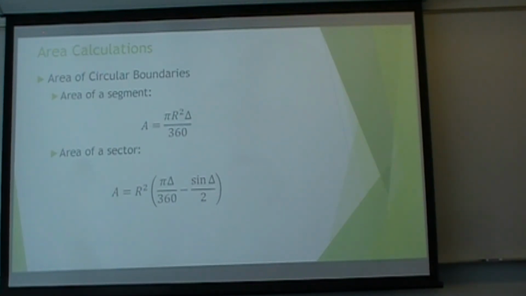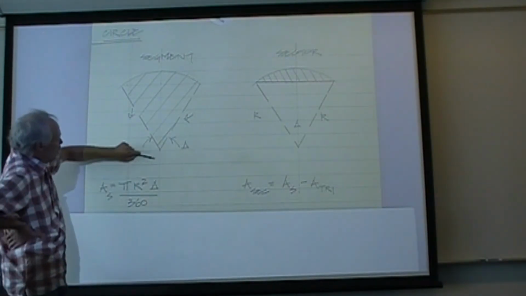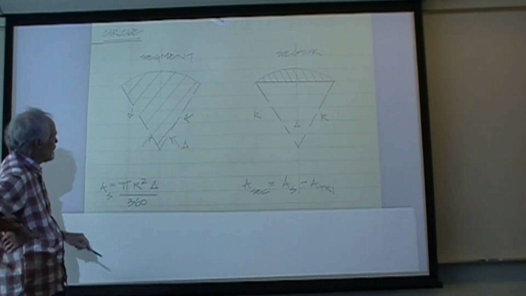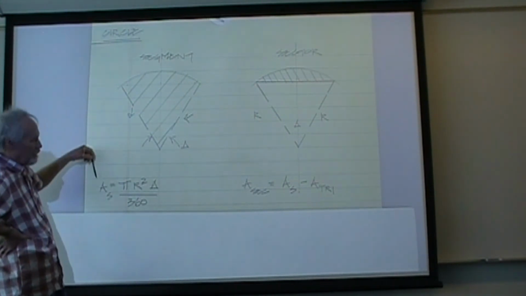A sector would be the area bounded between the arc and the long chord. Basically, you calculate the segment of a circle first, and then subtract out of that the triangle piece that exists below the chord, and you wind up with the equation r squared times pi delta over 360 minus sine delta over 2. So here's your segment, again the slice of pie, and the crosshatched area is what you're going to get. You know your radius, you know your delta.